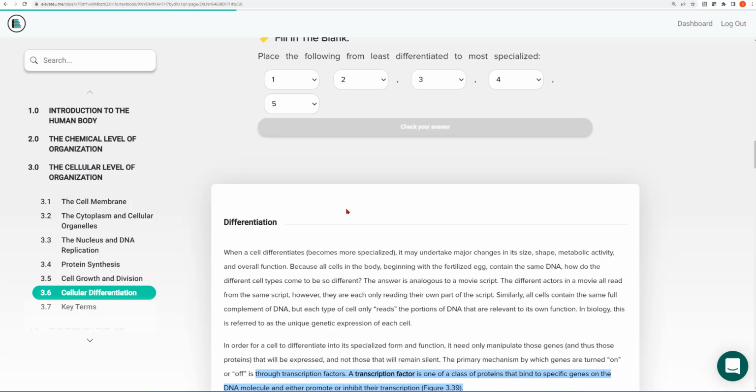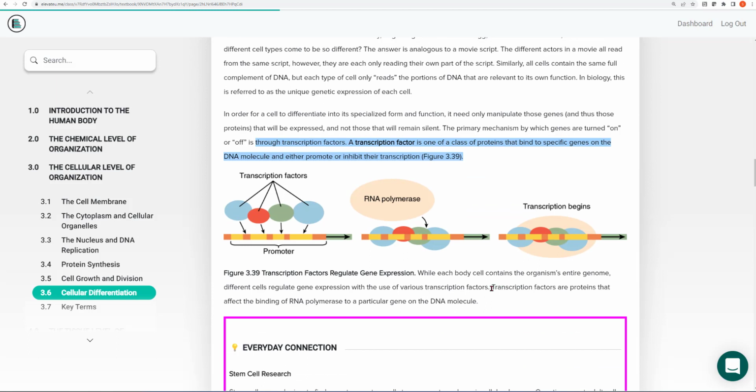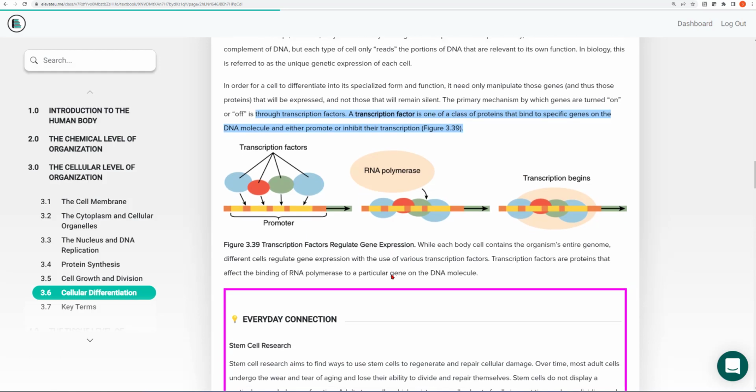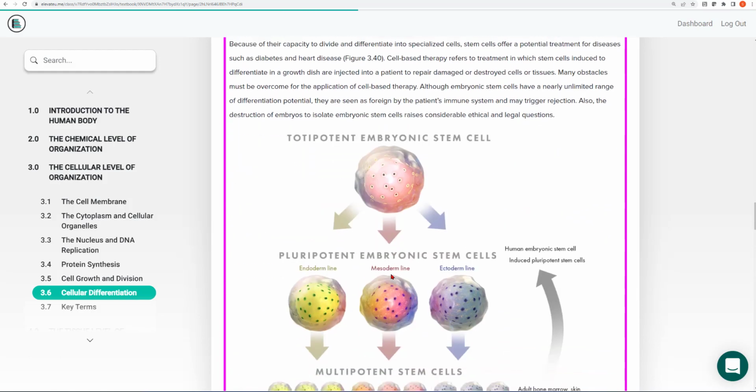And those differences are important in defining what a kidney cell does versus what a liver cell does versus what a skin cell does, or a stomach cell, or a brain cell, or a muscle cell. So cells become different from each other. They go through the specialization or differentiation process, and different genes are turned on. That's what this is referring to. Different genes are turned on or off to create those different types of cells.